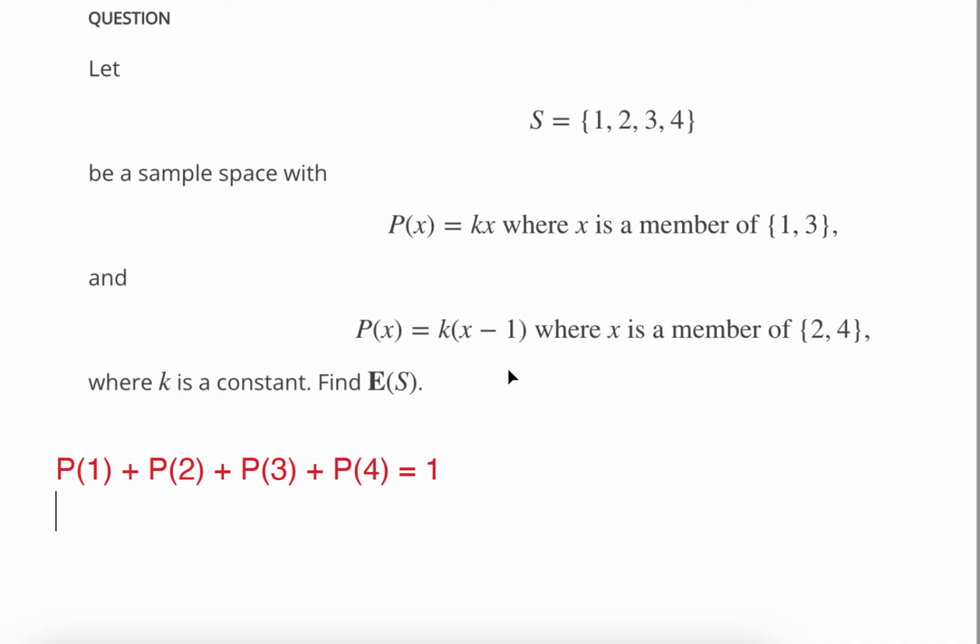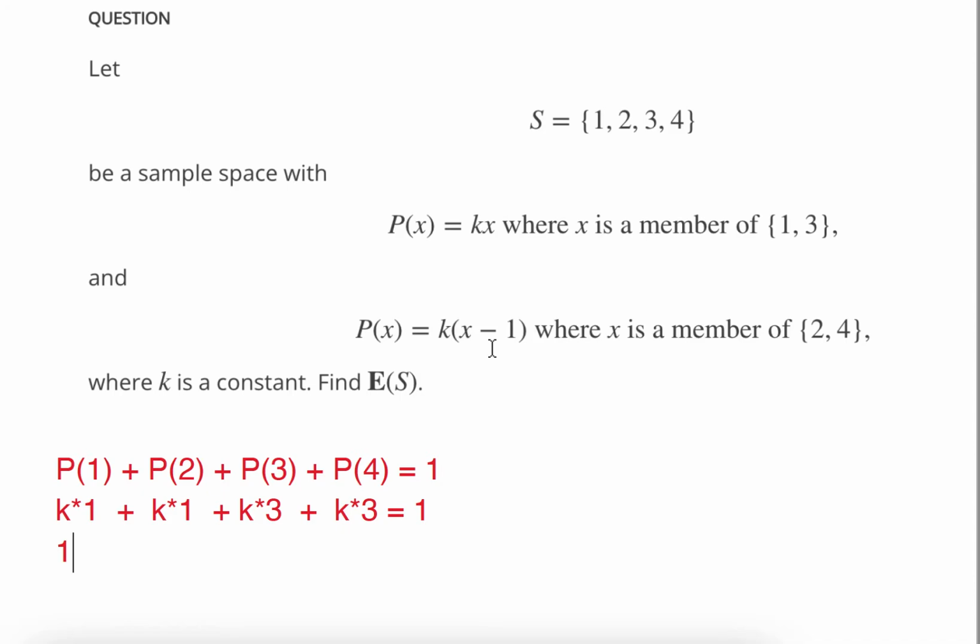So the probability of 1 is calculated using this formula. It's that letter k that we don't know times 1, because x is our event. We're plugging in 1 for x into the formula, just like with function notation in algebra. The probability of 2, we have to use this formula over here. It's k times 2 minus 1, so in other words, it's k times 1 again. The probability of x equals 3 is k times 3. And the probability of 4, it's 4 minus 1 makes 3, so it's k times 3 here.